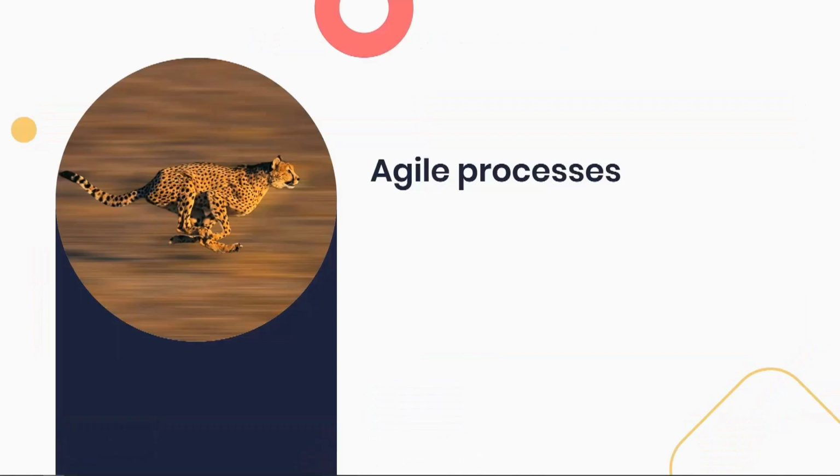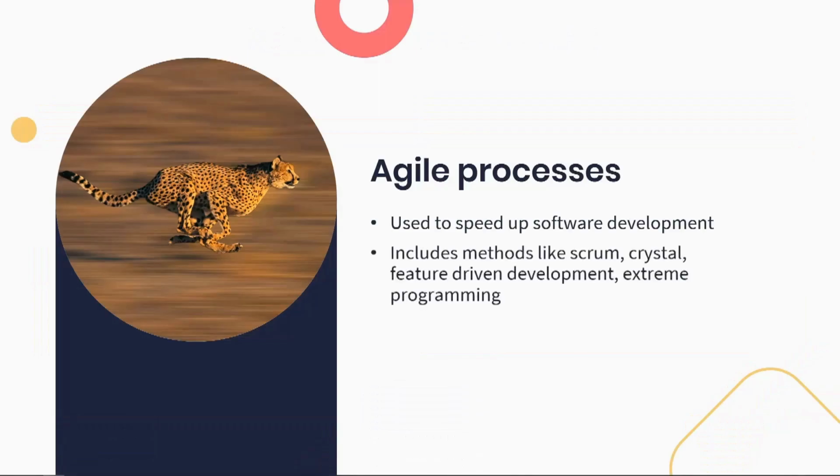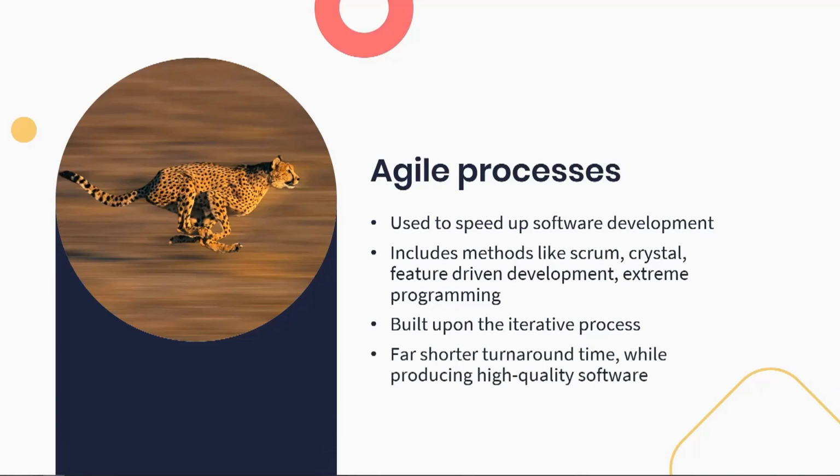Agile development consists of a number of processes that are used to speed up software development. These include methods like Scrum, Crystal methodologies, dynamic software development methods, feature-driven development, lean software development, and extreme programming. As mentioned earlier, these methodologies are built upon the iterative development process to dramatically shorten software development time while producing deliverables at each stage. This is especially important given the pace at which software is evolving nowadays.